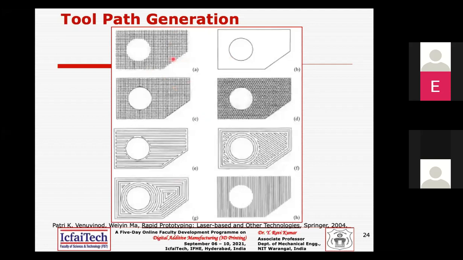Each one will have a different effect on the layer bonding, while bonding one layer with the other layer, or within the layer, if it is a powder-based system, how the powder particles stick together. So depending on this toolpath filling strategy, you can anticipate your properties at that layer and for the total component. So we need to look for this optimal toolpath generation as per your requirement.